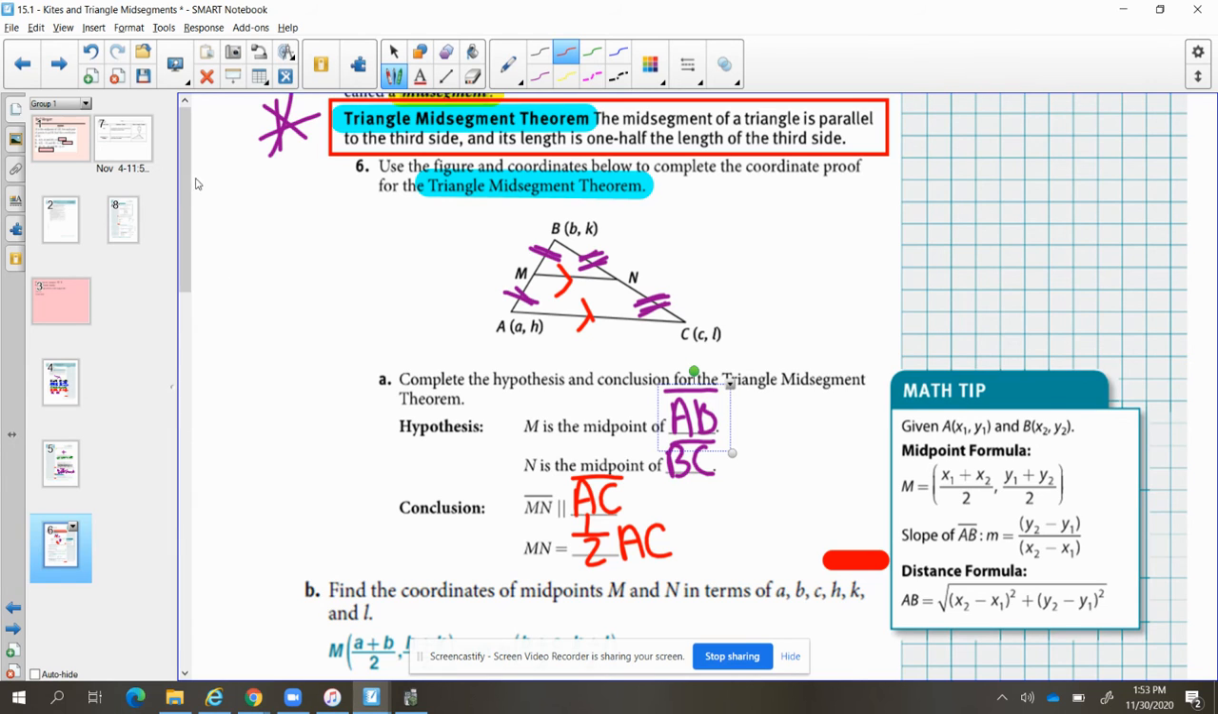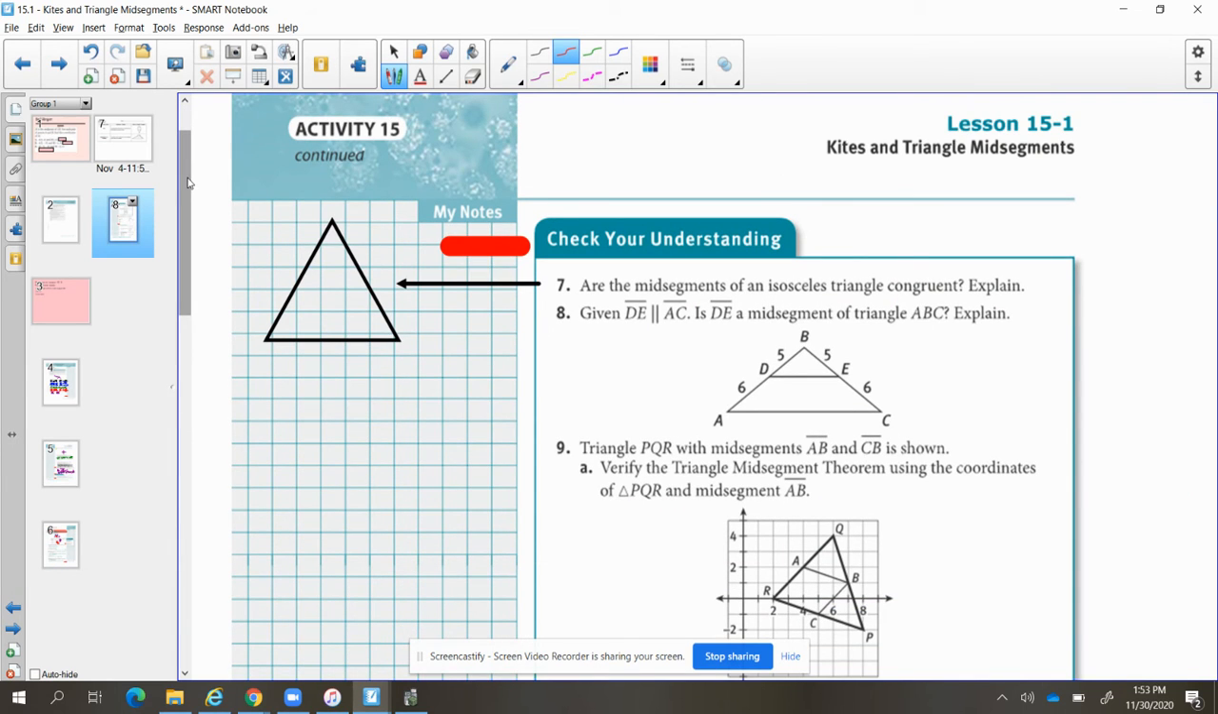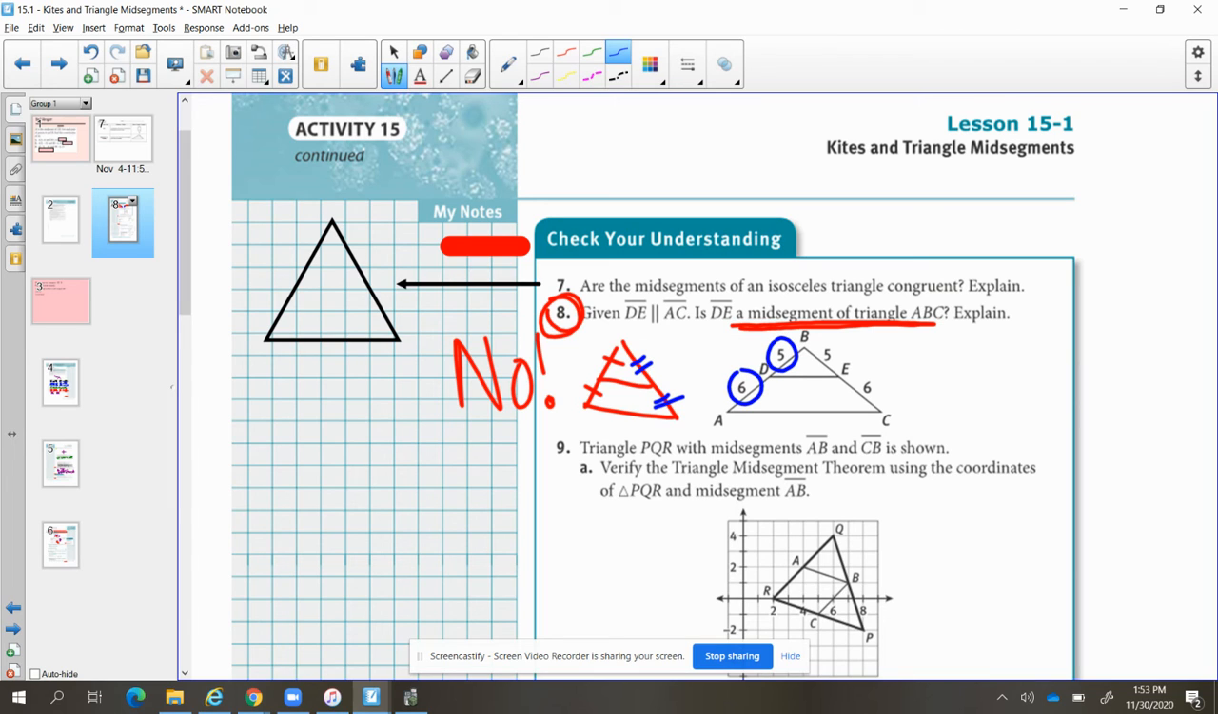So using that information, we have a couple of practice problems here. Okay. Number 1 that I want to talk to you about is number 8. So here's number 8 is what we're going to focus on here. Is this the midsegment of a triangle? Okay. The answer here is no. And the reason is, in order for this to be the midsegment of a triangle, these two pieces would have to be congruent and these two pieces would have to be congruent. 5 and 6 are not congruent.